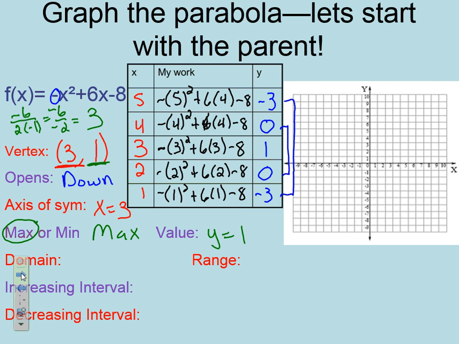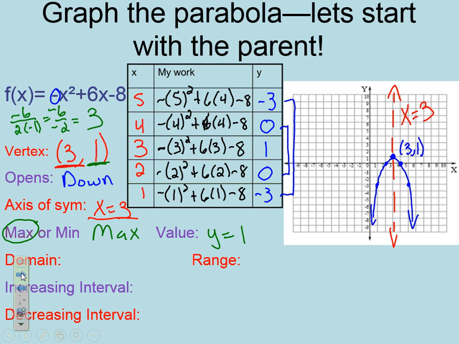I have (3, 1). That's my vertex. And then I have (4, 0), (5, -3). Other side I have (2, 0) and (1, -3). So here's my parabola that is going downwards. My vertex here is (3, 1). I also, don't forget, have to put in my axis of symmetry right here, which cuts my parabola in half. x equals 3. All right.